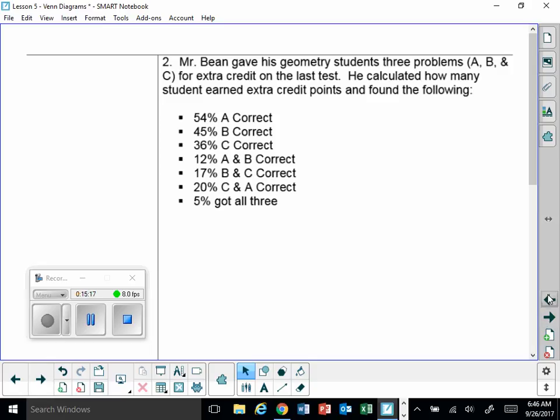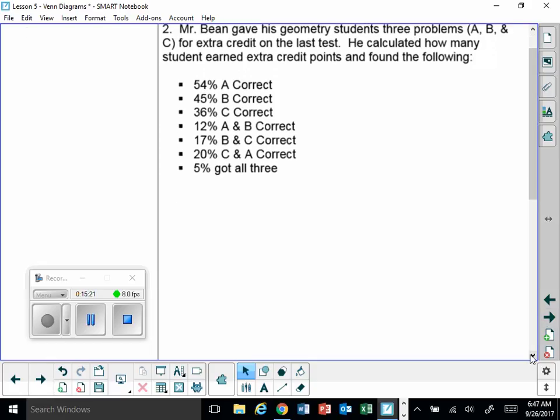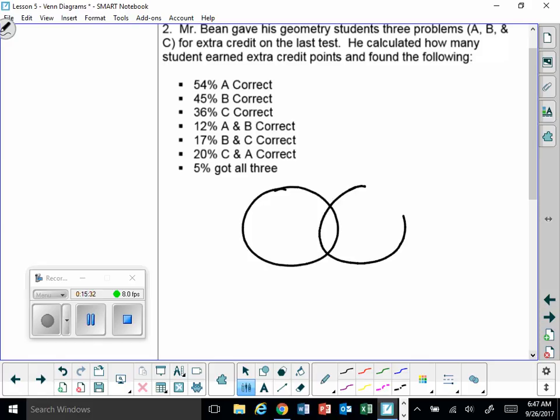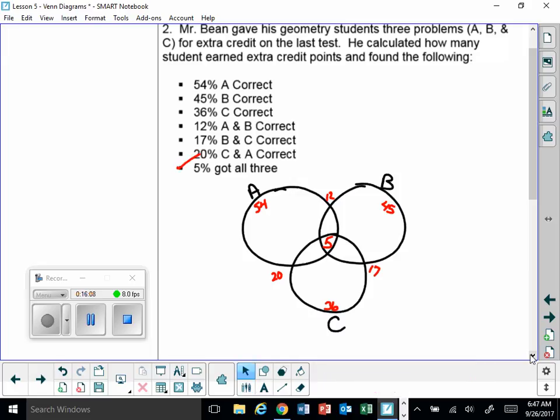Mr. Bean gave his geometry students 3 problems, A, B, and C, for extra credit on the last test. And then he calculated how many students earned extra credit points. All right, so I'm going to have A's, B's, and C's. Let's go through and do some scratch work here. 54% in the A circle, 45% in the B, 36% in the C, 12% for A and B together, 17% for B and C together, 20% for A and C together, and 5% got all 3. I needed that in order to start doing some subtraction.